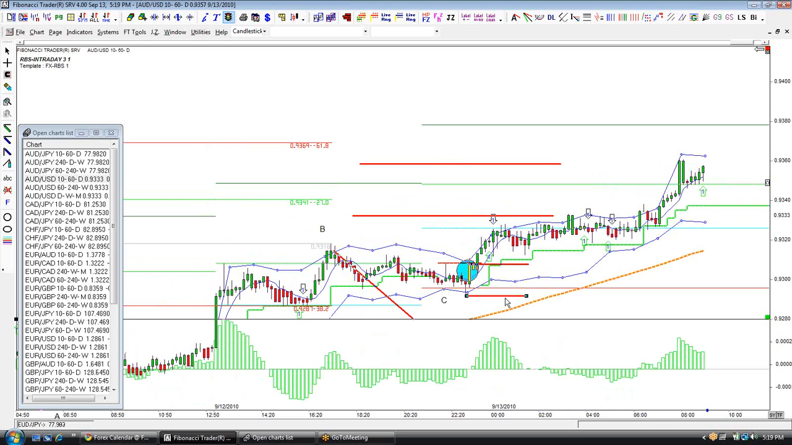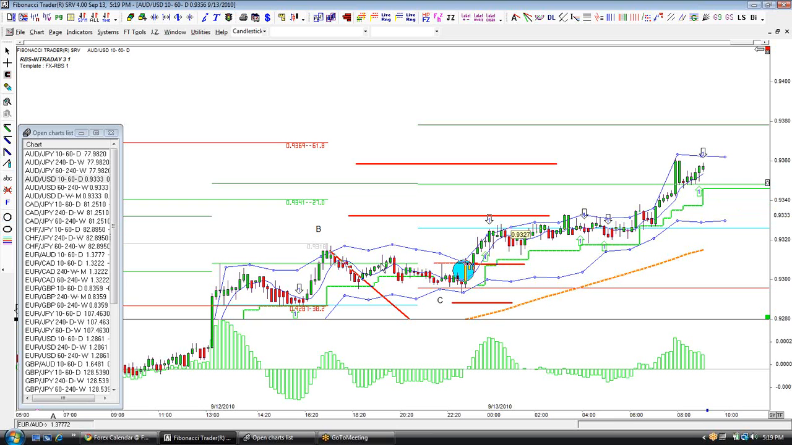Now, a lot of times the trade won't work the way we would like to. Sometimes it may reverse somewhere before even hitting the limit, the first limit. Let's say price reverses here.